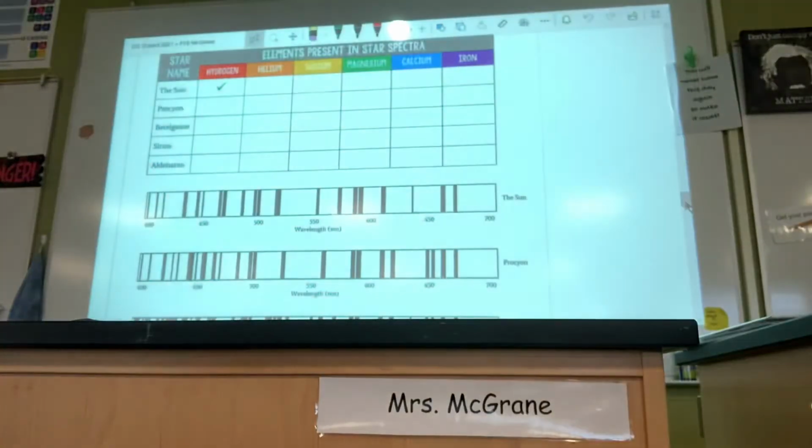We're going to do the second part of the lab. It's so nice to see you. Okay. So everybody is going to get their elements, and we are going to see if these elements are in the stars.